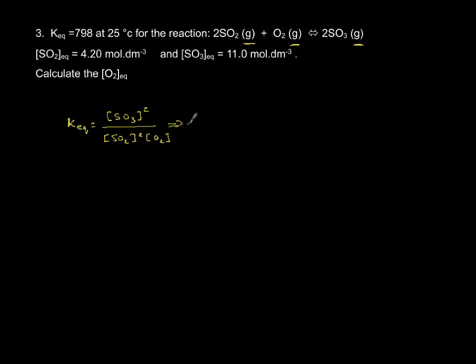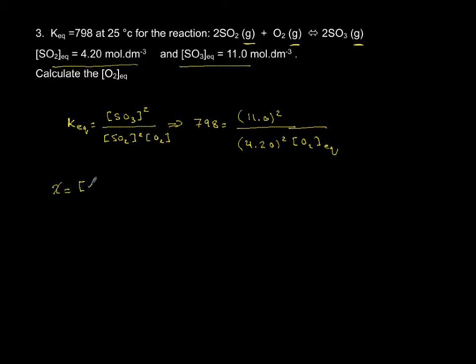Since we know what K equilibrium is, we put the value down. Concentration of sulfur trioxide is 11 squared, divided by concentration of sulfur dioxide, which is 4.2 squared, times concentration of oxygen at equilibrium. Now you could use a variable, so I'm going to use X as my concentration of oxygen at equilibrium. So let's just simplify things.